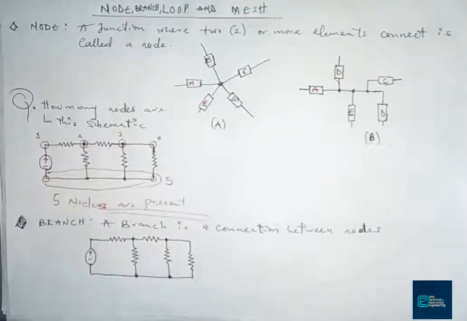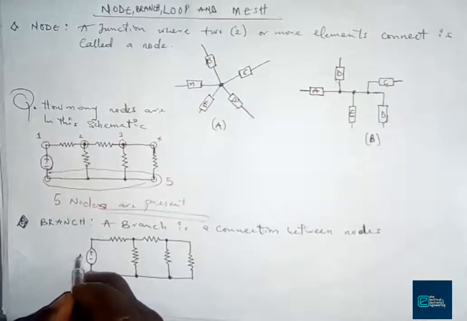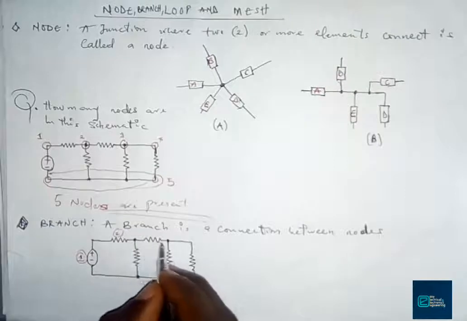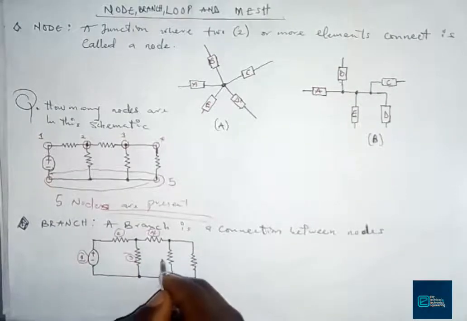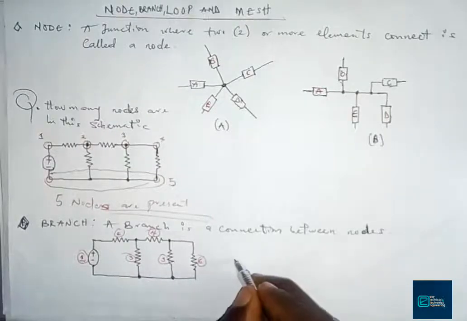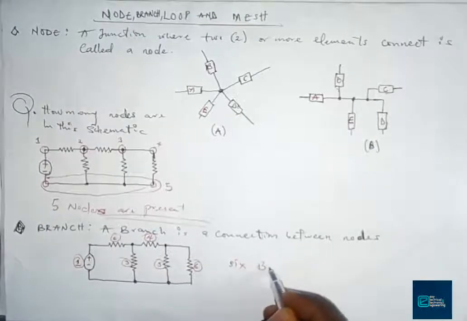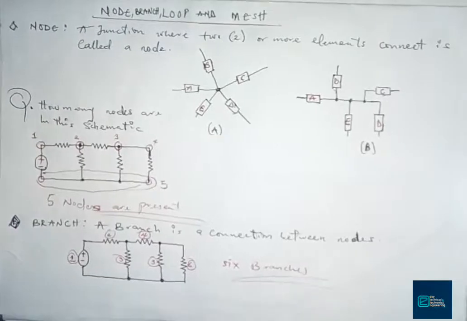Now if you look at this all together, we will see that we have some number of branches here. This one is the first branch we have, which is the source. This is the second branch, this is the third branch, this is the fourth branch, this is the fifth branch, and this is the sixth branch. So altogether we have six branches in this circuit.